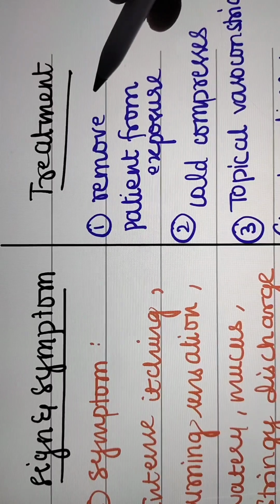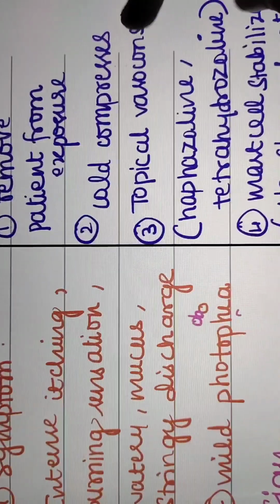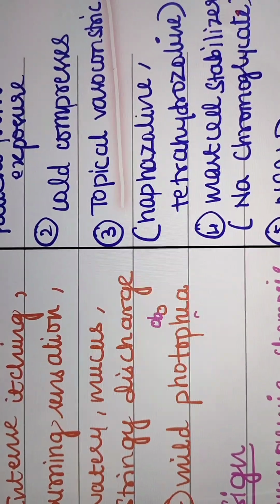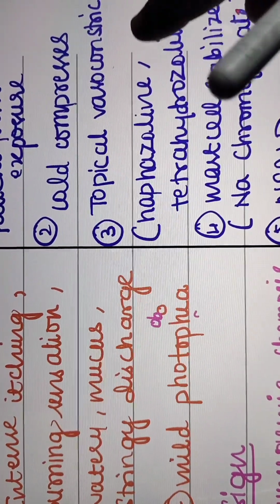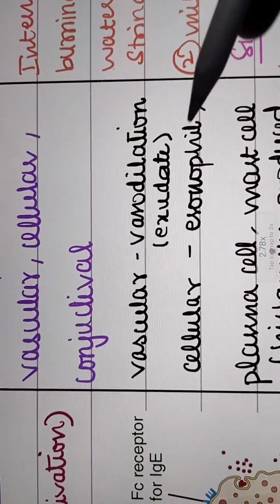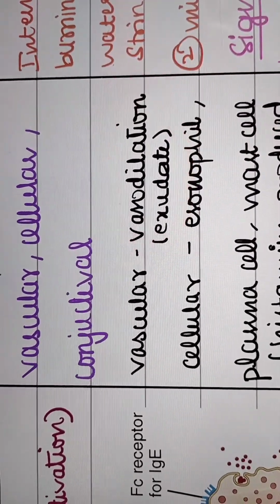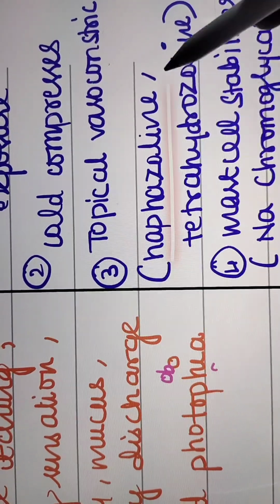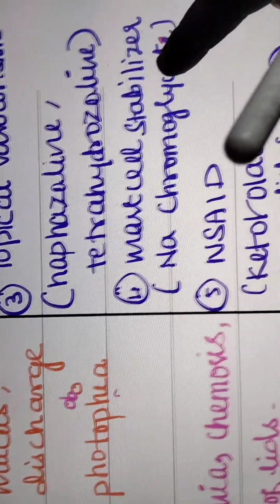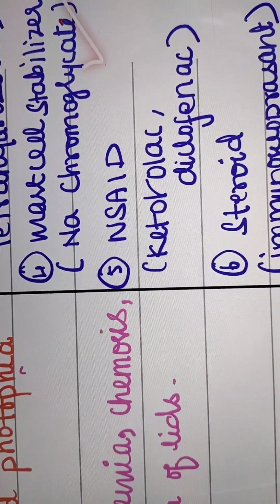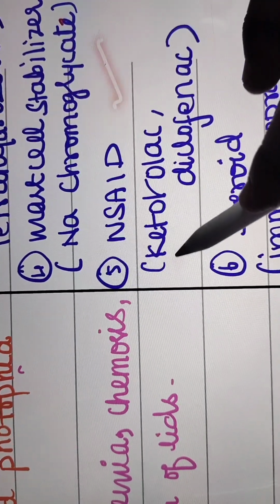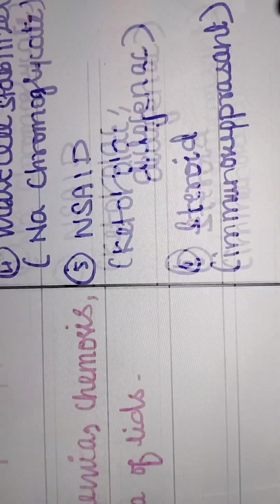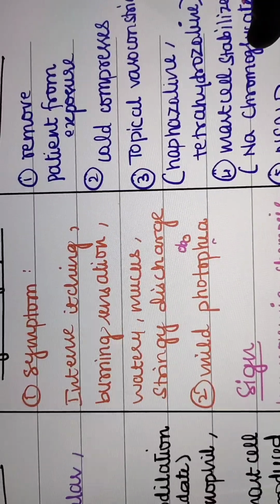Treatment: we first have to remove the patient from the exposure. Then we are going to give a cold compress. Also, we are going to give a topical vasoconstrictor. Why are we giving a vasoconstrictor? We already saw the vascular response, we have vasodilatation. So to avoid that, we give a topical vasoconstrictor, for example naphazoline, tetrahydrozoline. We are also going to give a mast cell stabilizer, NSAIDs, that is ketorolac and diclofenac, and steroids. So these are the 6 important treatments that you are going to give the patient.